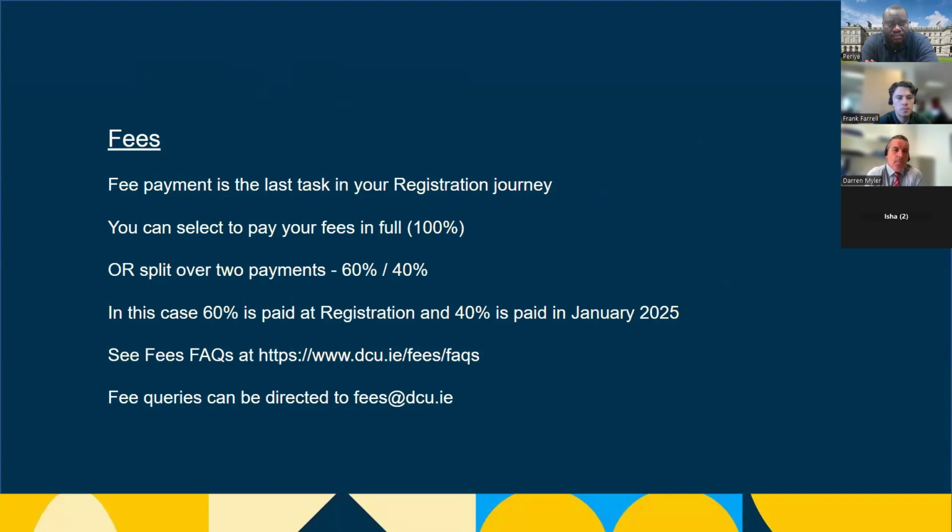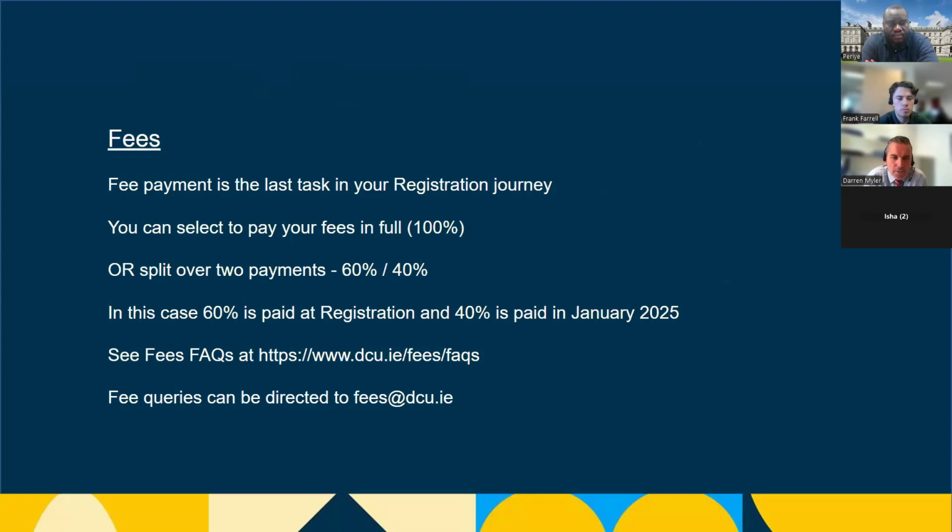So this is another part of the AIP tasks that we just talked about. Once you select your modules and confirm them, the next one of the final steps is just to pay your fees. So fee payment is the last task in your registration journey. For different students, there may be different payments that you can make.